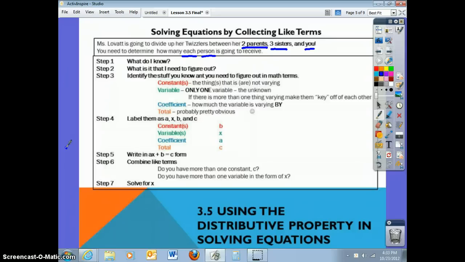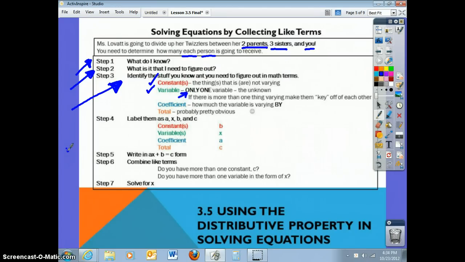In any word problem, first step is figure out what you know. Second step is to figure out what you need to figure out. Okay? And after you know the information they're giving you and you know what it is you need to figure out, then you can go ahead and identify what each of those pieces of information are. Because something in there is going to be a constant, the thing that's not changing. Something in there is going to be a variable, the thing that is changing. Now it says here, only have one variable.